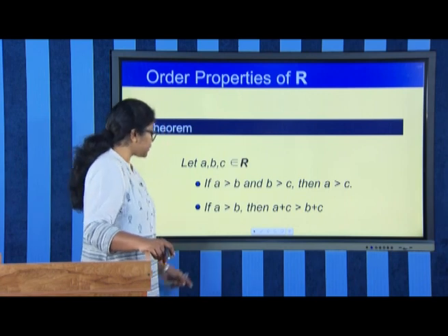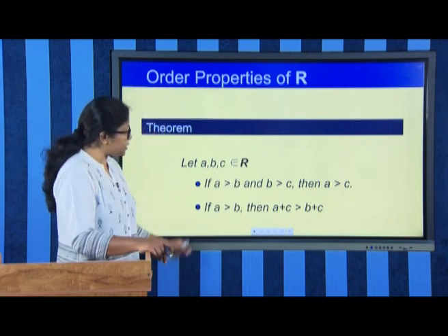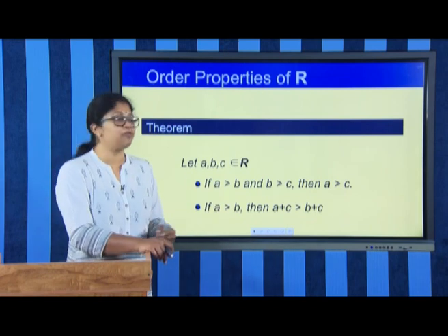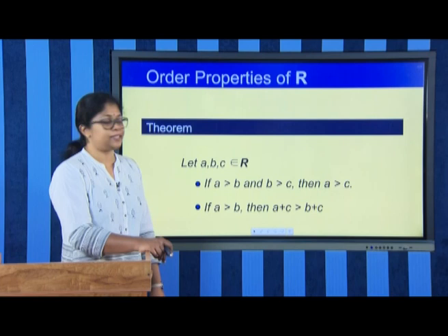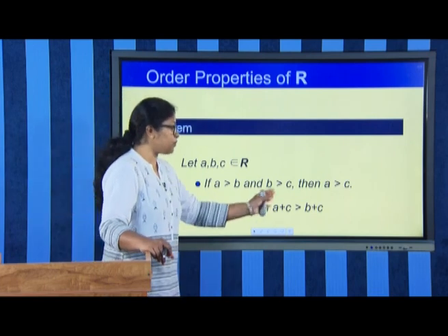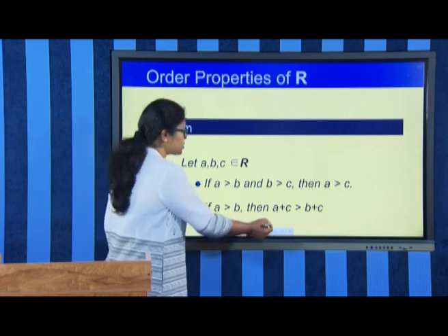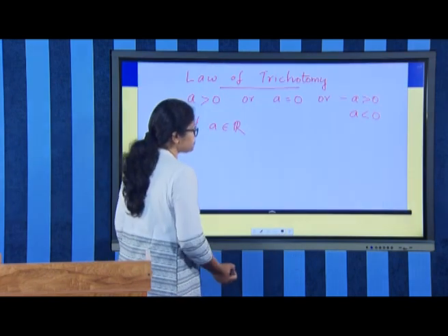And the next result says that if A is greater than B, then A plus C is greater than B plus C for every real number C. Whether C is positive or negative, A plus C is greater than B plus C. So, let us look at the proof of these two.